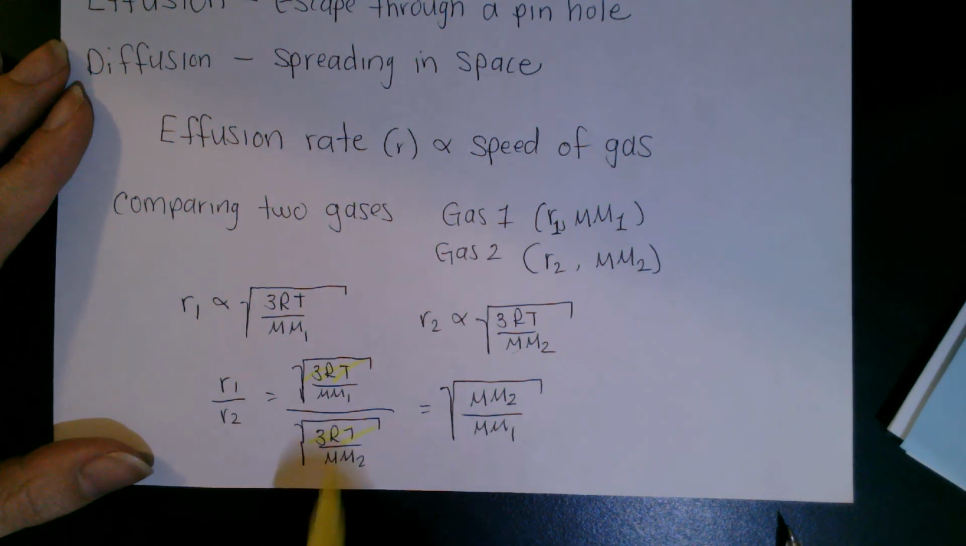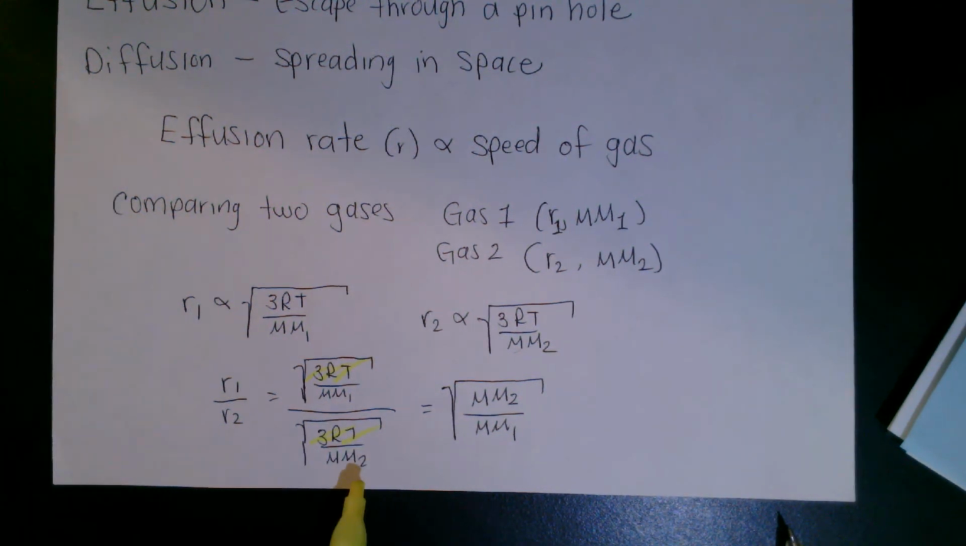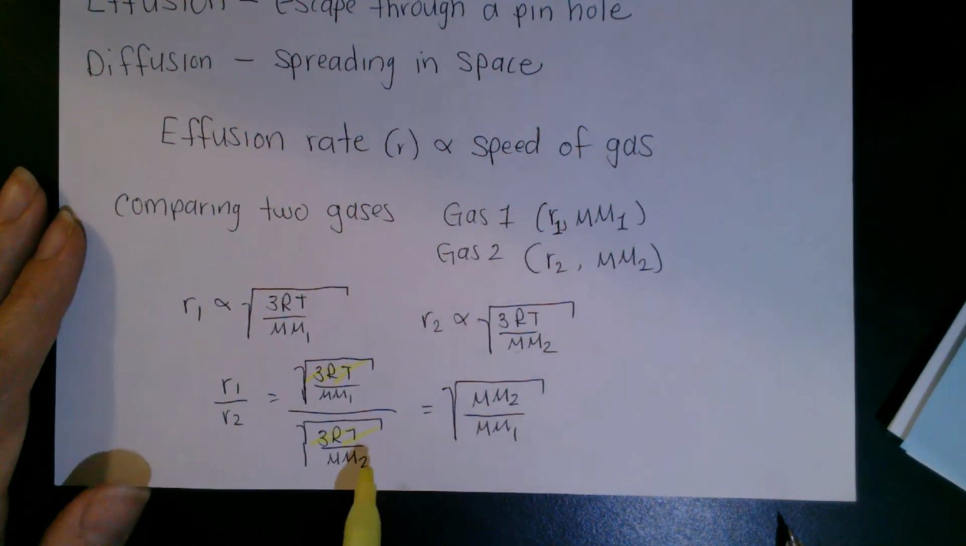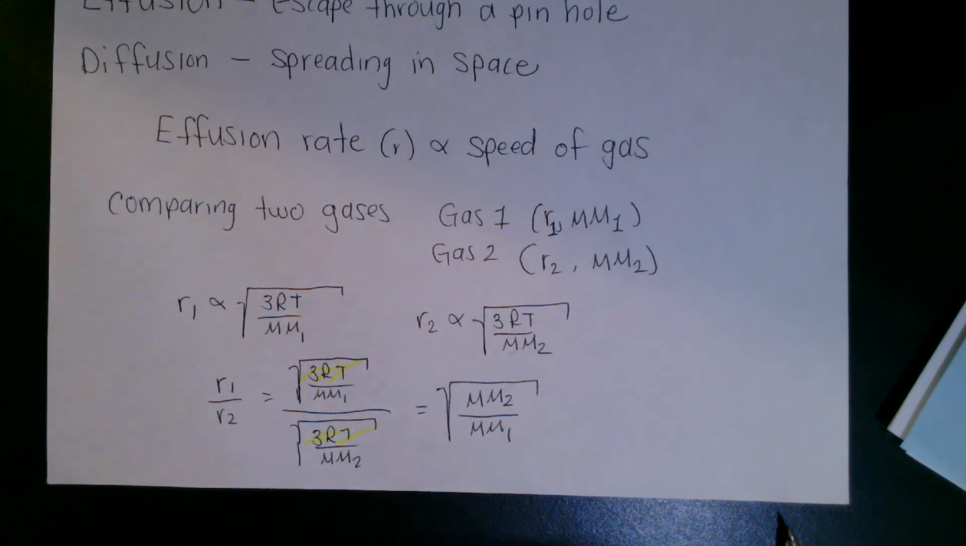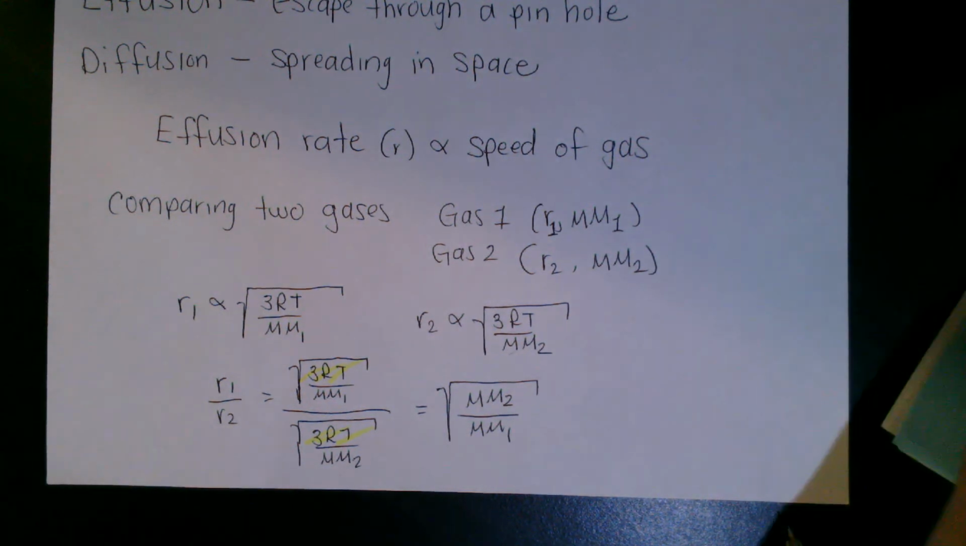It should be 1 over molar mass 2, which if you just put them where they're supposed to go without having all those fractions, this would go into the numerator and this would go into the denominator to give a square root of molar mass 2 over molar mass 1.